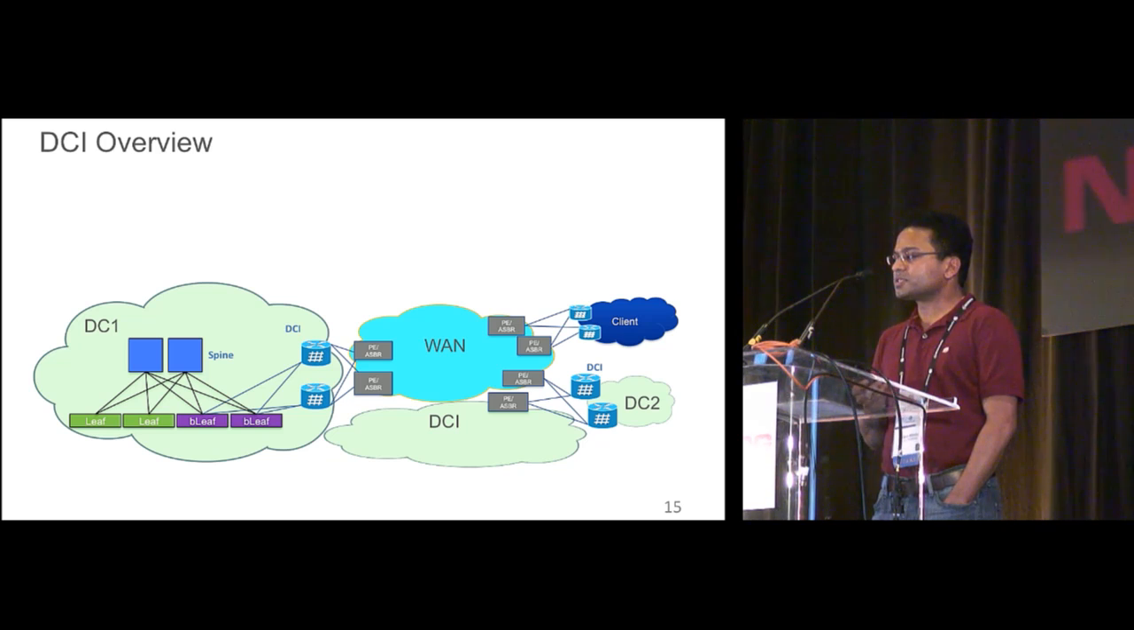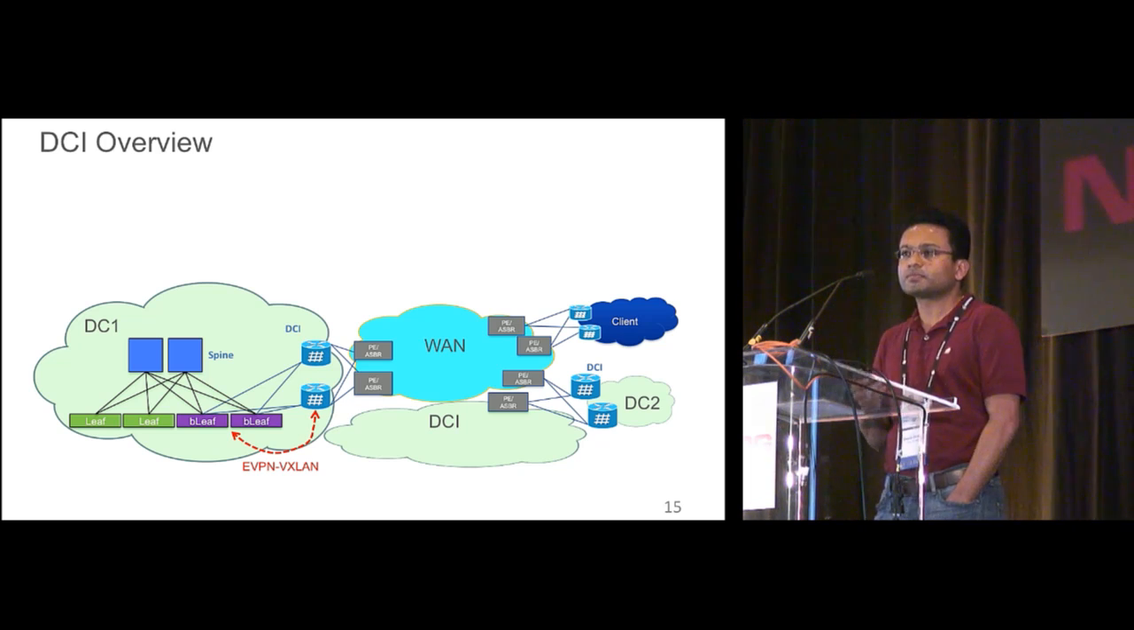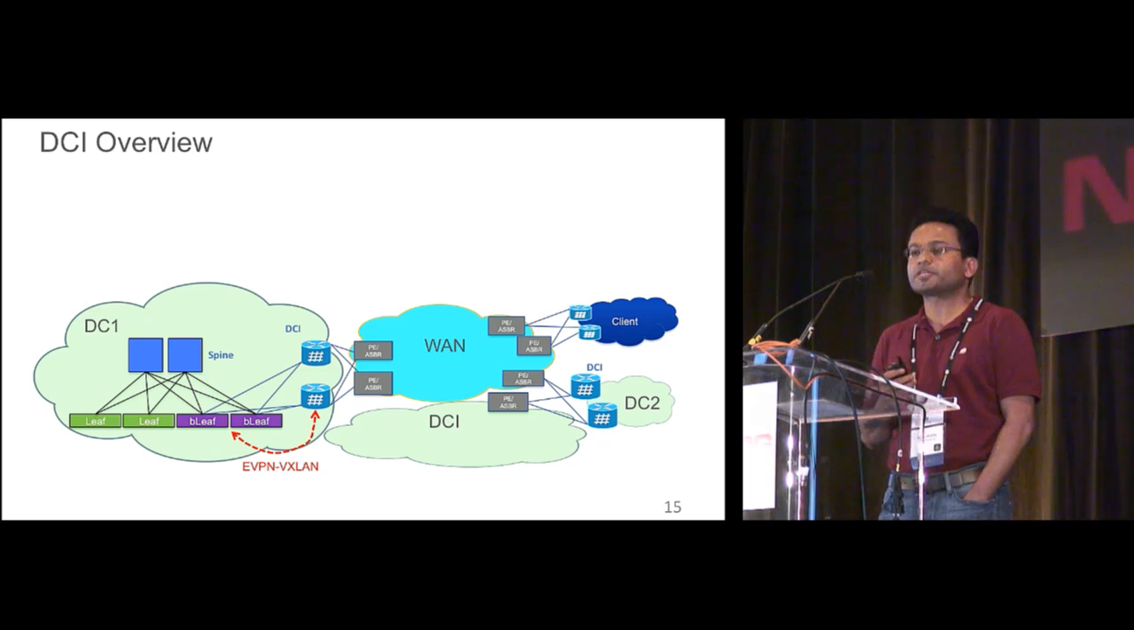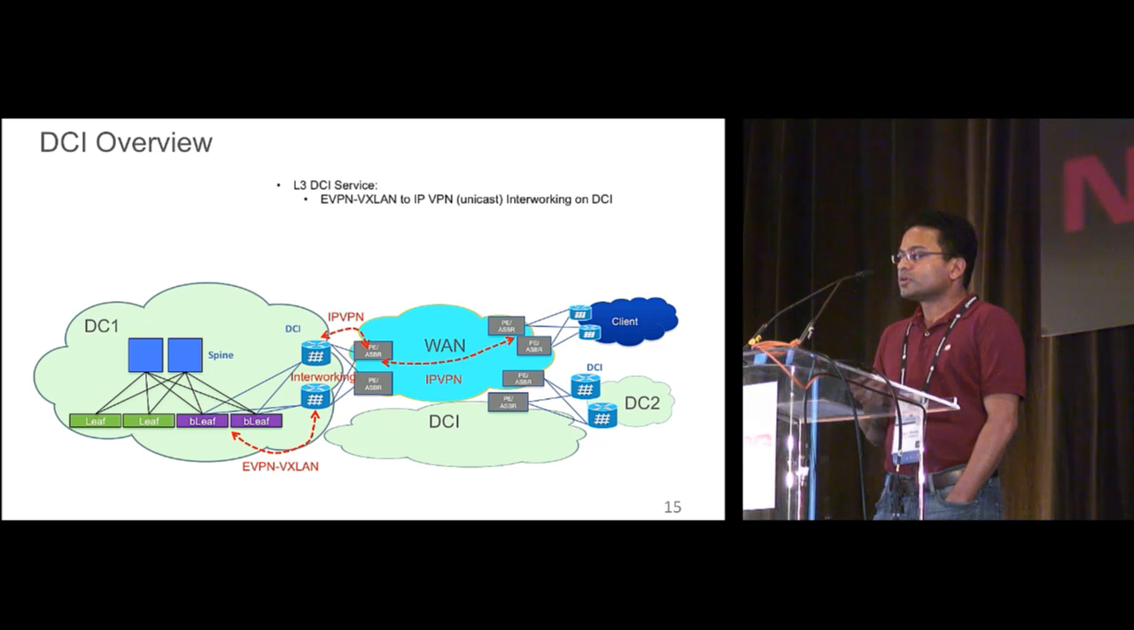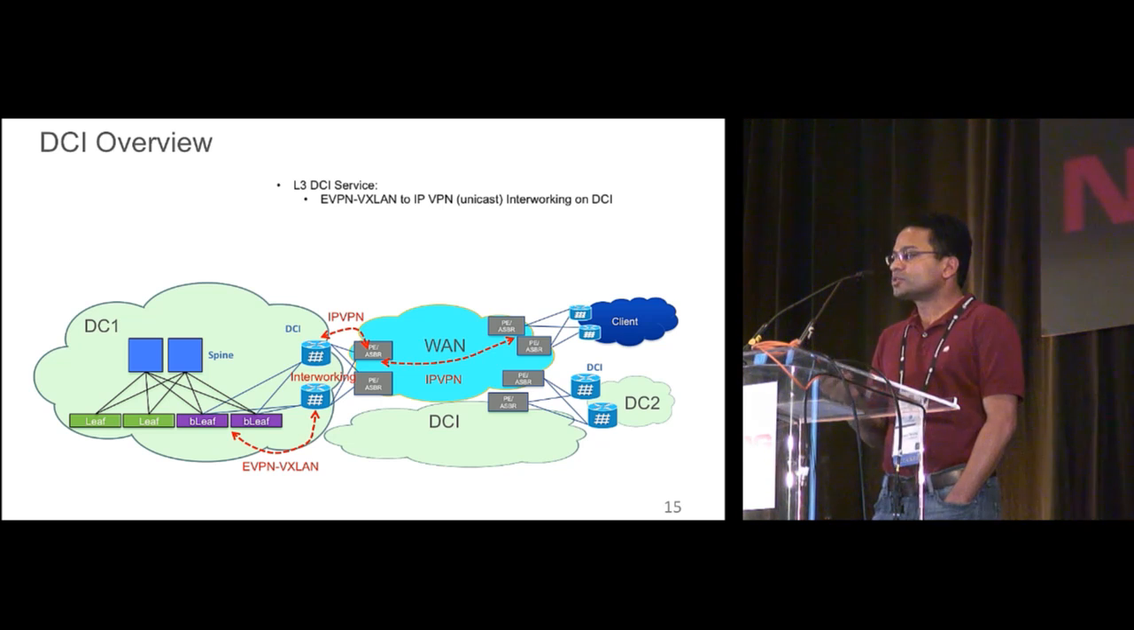Here the option is, there's a border leaf, which exits out of the data center. It's connected to the data center interconnect. In this example, we have the DC and the data center interconnect in the same AS, but they can lie in different ASs. There's no limitation. So what does the data center interconnect do? It internetworks. It takes an EVPN VXLAN route and re-originates it as an MPLS L3 VPN route towards the WAN side. That's how it provides the L3 DCI service.